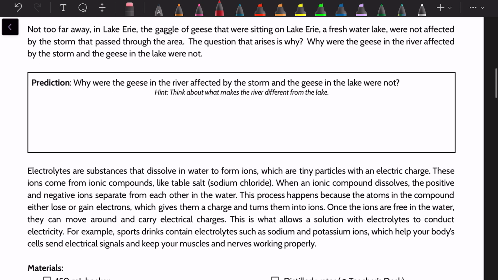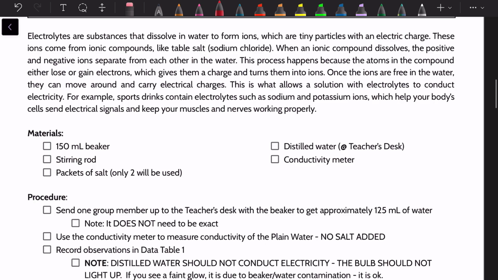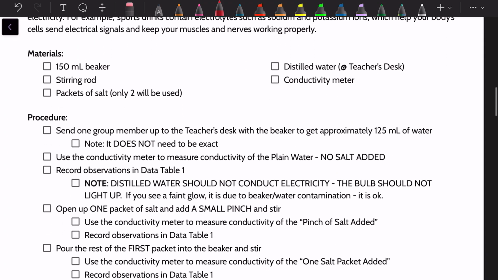So you have a prediction based on the reading and your knowledge of science. There is also a hint. Think about what makes the river different from the lake. Again, if you need to go back, read that paragraph again, by all means do that. I got some more background info on what electrolytes are because those are important. So let's start the lab.